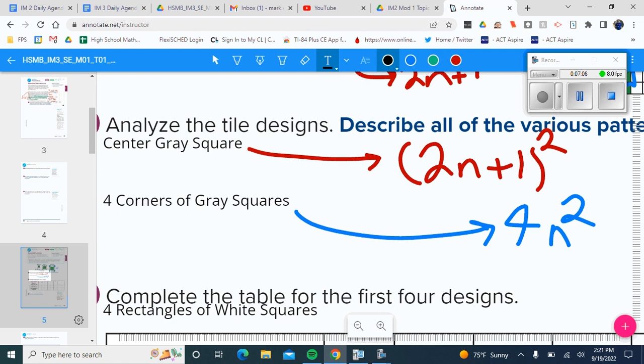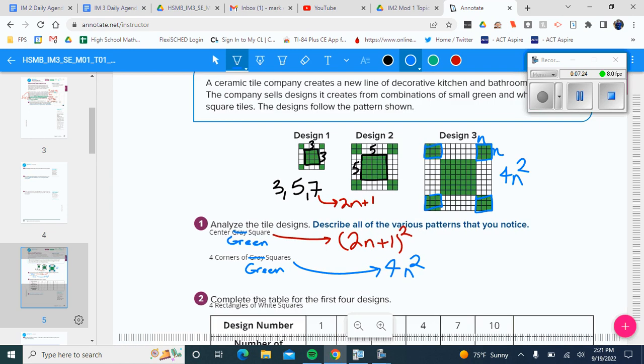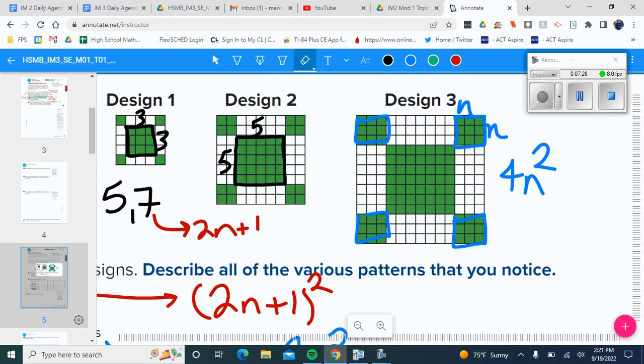By the way, on my book it says gray, yours should say green. So I'm going to change that to green. All right, the 4 rectangles of white tiles. So let me erase all of my previous work here.